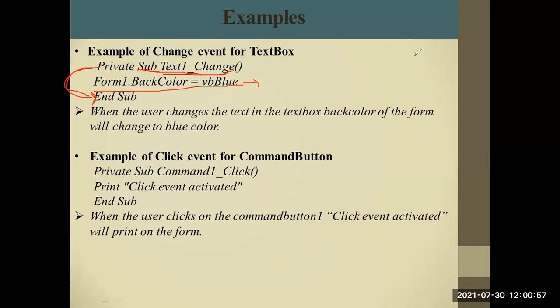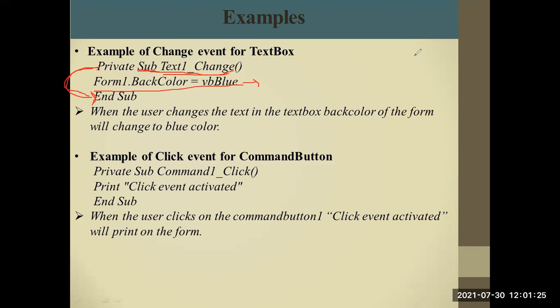Now what the user is doing is performing the event, that is changing the text of the text box. What actually changes is the background color. This is the job of your event handler. You have to make sure that your event handler will change these things. Fine. Now, similarly, you can see the next example here.